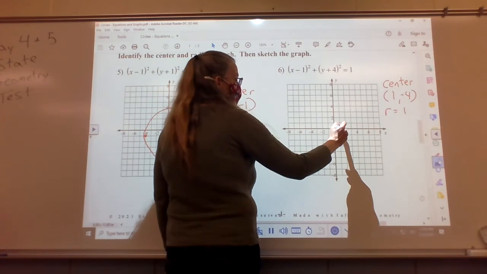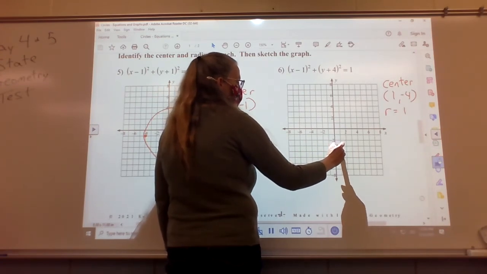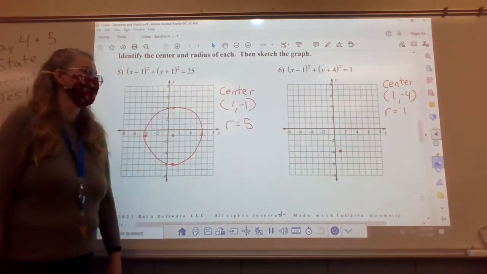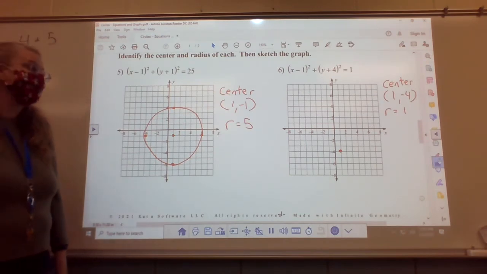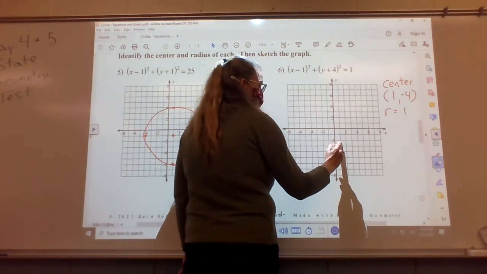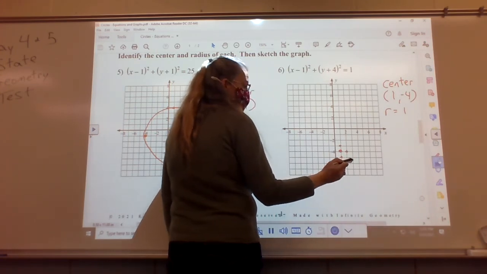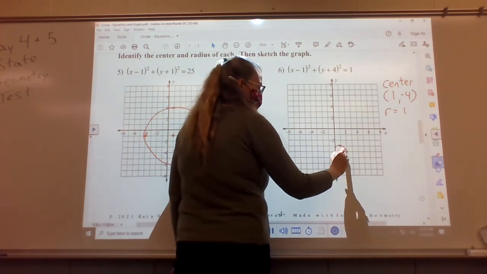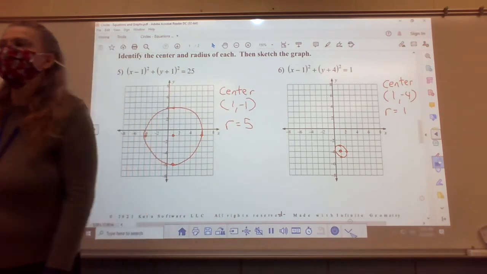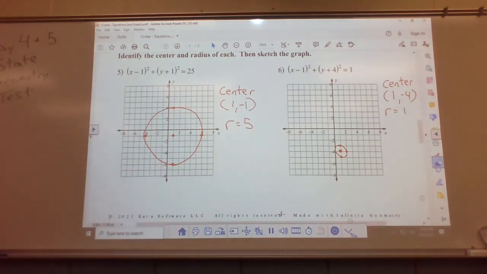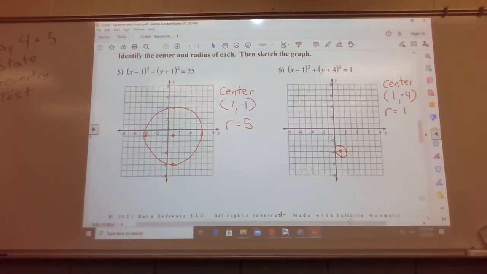So 1, negative 4. There's my center. I'm going to go 1 out in every direction. This one's pretty easy to draw because it's tiny. So there's my 4 points. Draw your circle. So on those two, I gave you the equation. From the equation, I could find the center and the radius, and then I could graph it. Are we okay on this?